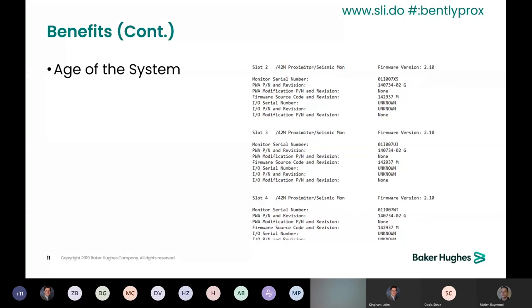Serial numbers also can be related to the date of manufacture of the product. By inspecting the serial numbers recorded during the transducer verification, we can determine the age of the system. This can lead to proper planning and budgeting for future upgrades to the system.